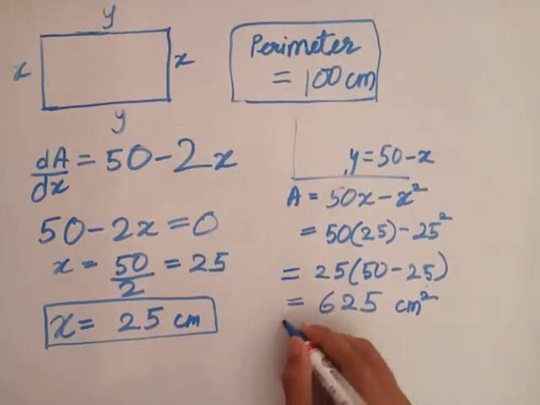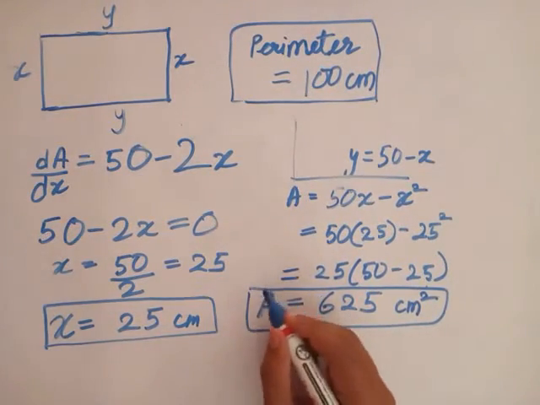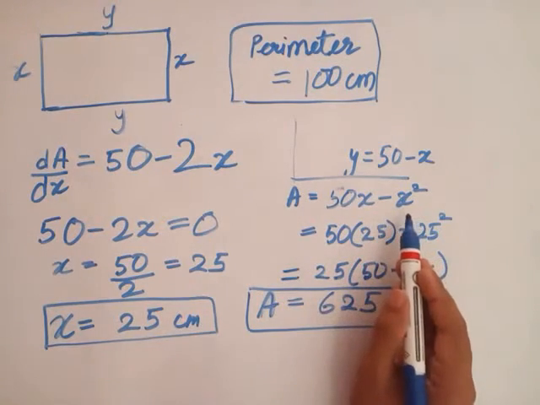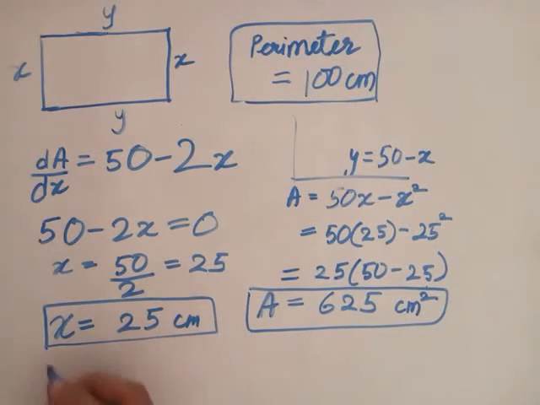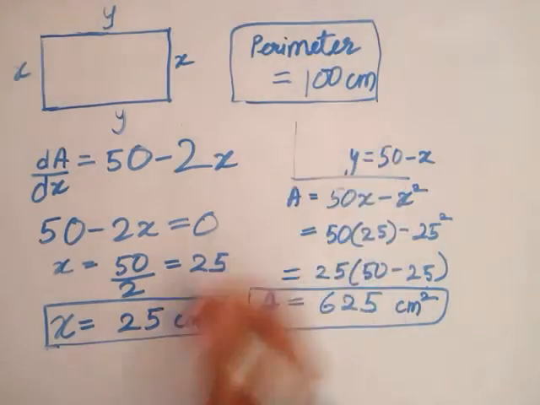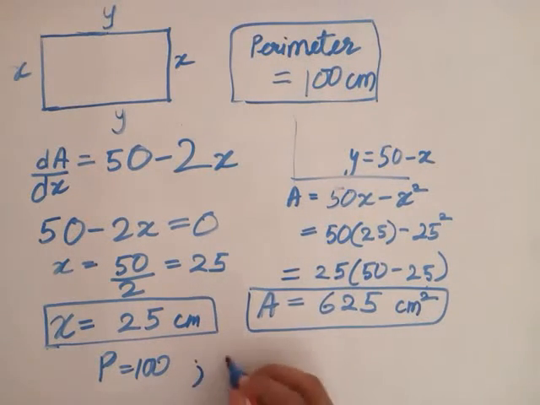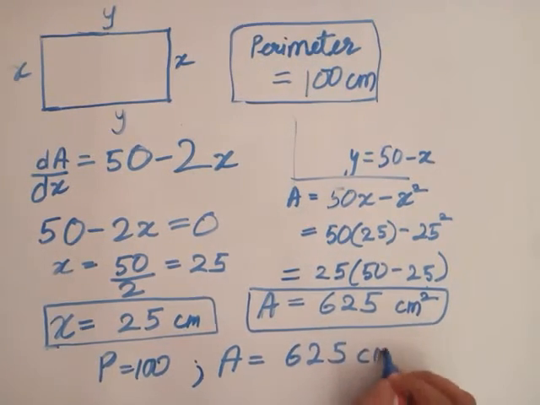Now this definitely must be a maximum, because let's say you plug in any other number other than 25 centimeters. Let's say you plug in 10, you would get 500 minus 100, that is 400, which is less than this. So this cannot be the minimum, this must be the maximum. So we have just found that with this constraint, if you have the perimeter equal to 100, then the maximum area you can get out of that figure is 625 centimeters squared.